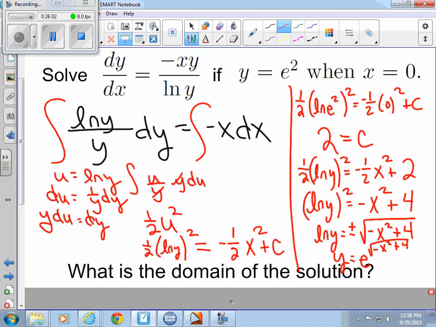Also, y can't be 0 or negative. Can't put a negative in a logarithm, can't put a 0 in a logarithm. I think that's okay, because this is never 0 or negative anyway, right? E to the power is never 0 or negative, so it kind of saved me there. Does that make sense? Because this doesn't allow for a 0 or a negative, it's not a problem anyway. What I do need to limit is the negative x squared plus 4 needs to be greater than 0.